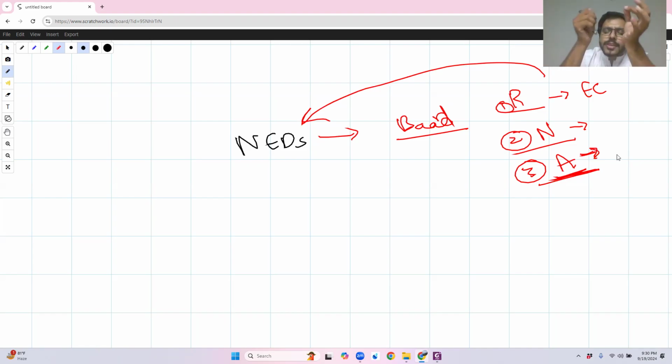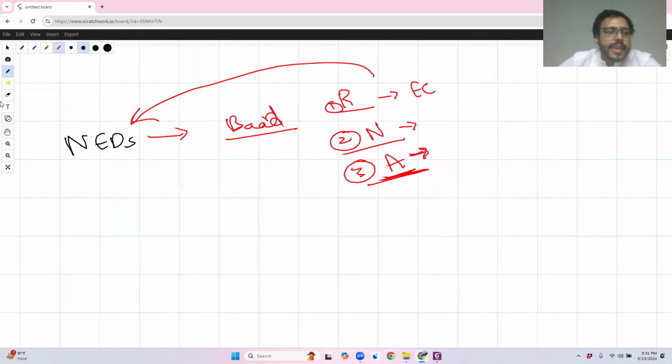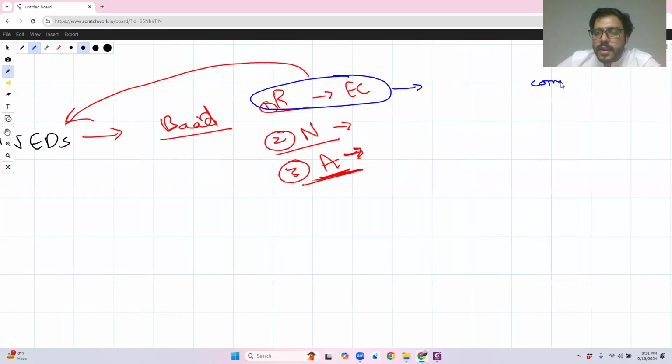Great. Now, for these three simple tasks that the board has according to the F8 syllabus, there are three different committees. Now, don't ask me the question right now, what is a committee? I'm going to explain it. There are three different committees.